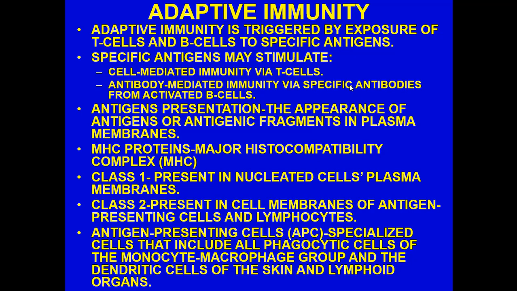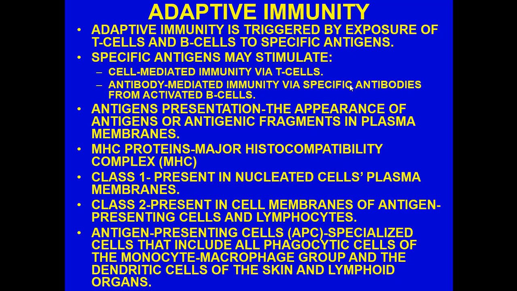There's a particular system that involves something you may have heard of before: major histocompatibility complexes, MHC proteins. You're going to have two classes. Class 1 is present in nucleated cells of the plasma membranes. This is about all the cells. The only cells that you don't see it in are really red blood cells. Class 2 is present in cell membranes of antigen-presenting cells. Remember that? Dendritic cells, etc.